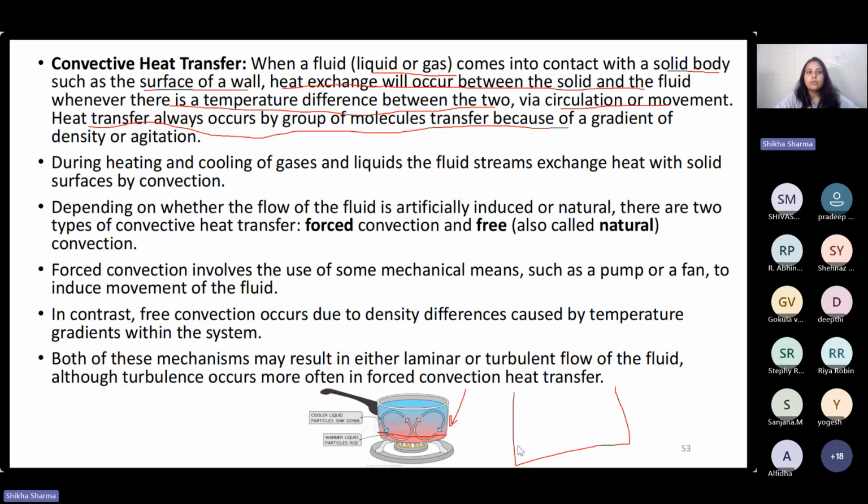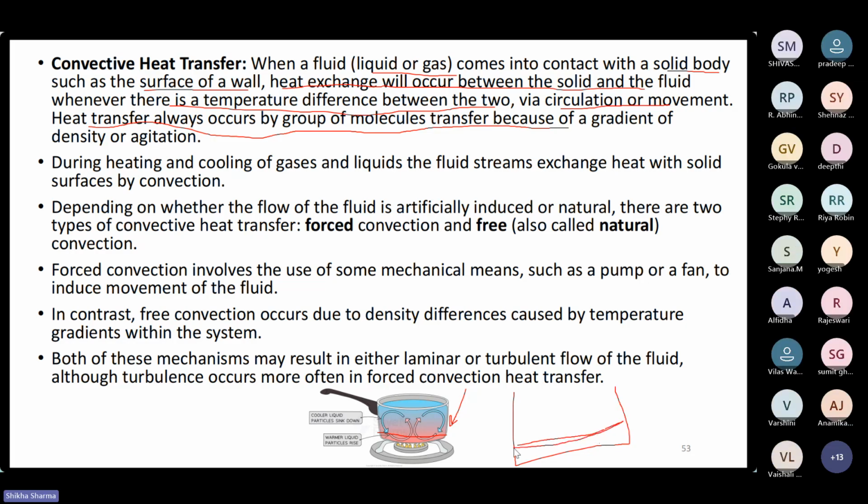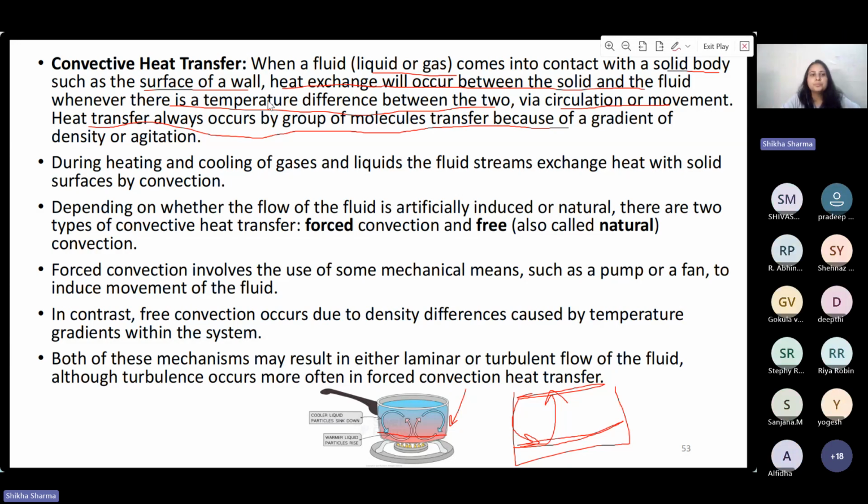The fluid particles at the bottom will heat up and come to the top, and the cooled fluid particles will come to the bottom. So cooler liquid particles will sink down and the warmer will rise. That's why there is a circulation motion of the fluid, and that's why the energy is transferred in the whole container, the whole fluid.